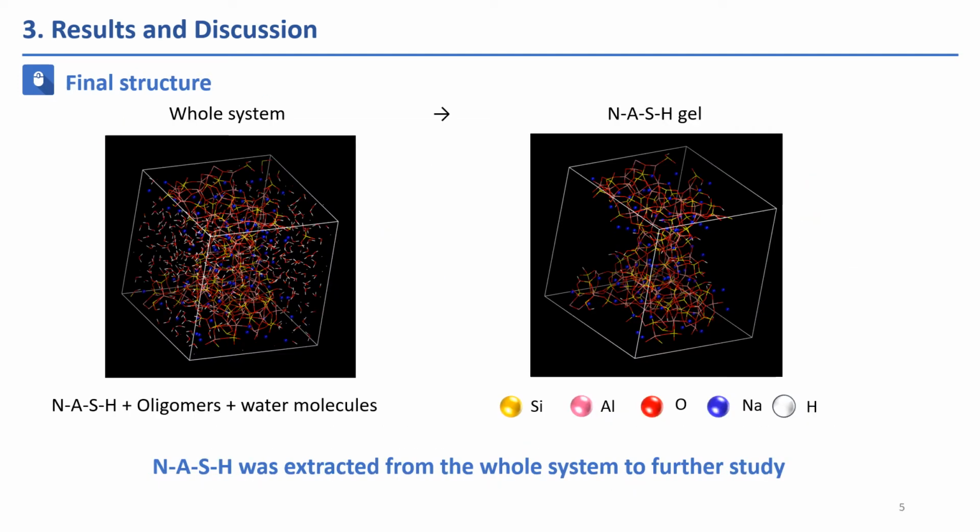So we need to look at the final system. The left figure is the final system. We can see it contains several phases. In the middle is the biggest cluster, which is our desired nostril. Around it, we have some individual oligomers and many water molecules. All of them are simulated reaction products, which is also consistent with the reality. After that, we need to take out nostril from the whole system to further study its structural information.